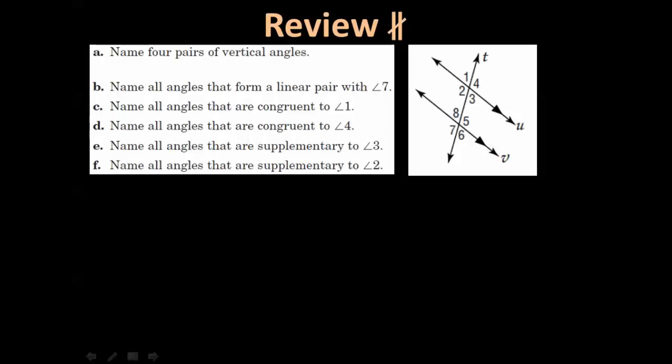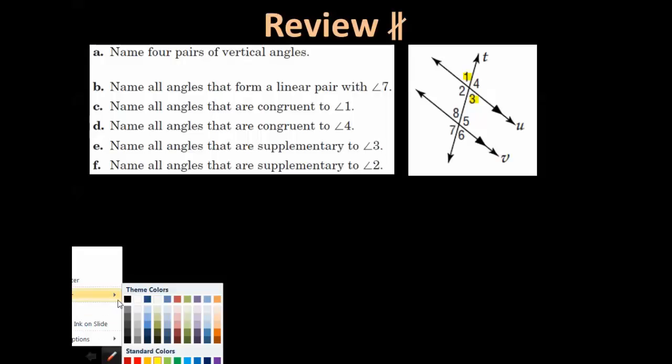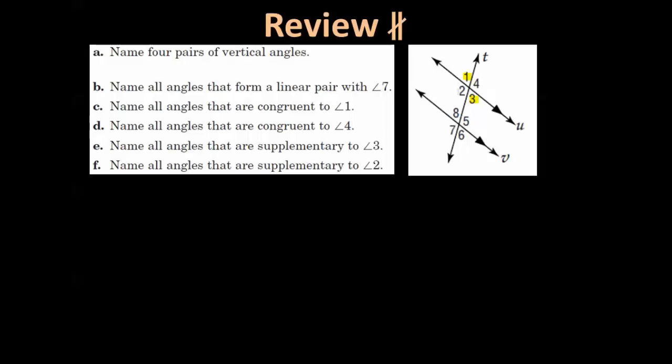In this example, we're just going to go through this right quick. I'm going to use a highlighter for some of it. It says name 4 pairs of vertical angles. So if I'm going to name them, 1 and 3 are vertical. And then I can come down here. I'm going to change my ink color to this blue. 2 and 4 are vertical angles.